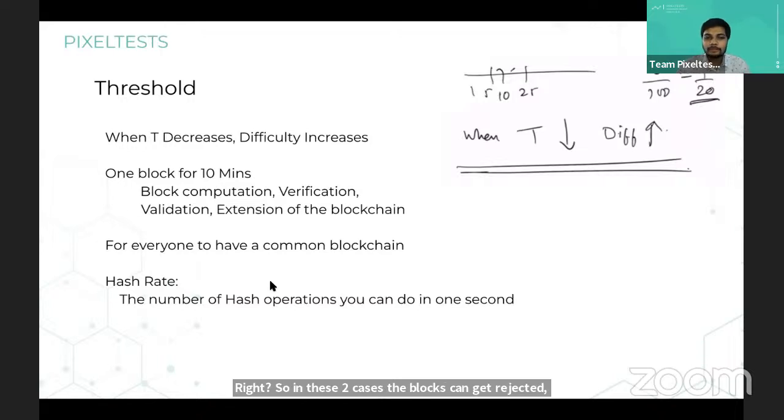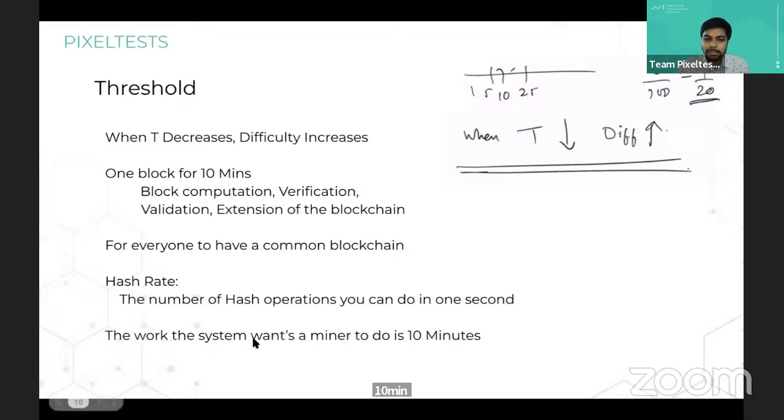So now we also understood hash rate is the number of hash operations a computer or a node can do in 1 second. As time progresses, technology and hardware improve, so the hash rate increases and more hashing can be done. To adjust that, the threshold is adjusted in a way that every block that gets created should take 10 minutes. So this is what we have understood: the work that the system wants a miner to do is 10 minutes always, give or take. Which means the work done is 60 seconds into 10 minutes, 600 seconds, into his own hash rate. That is the work done by each miner.